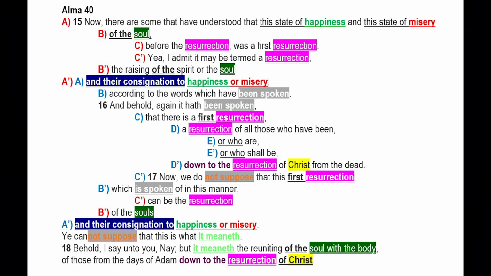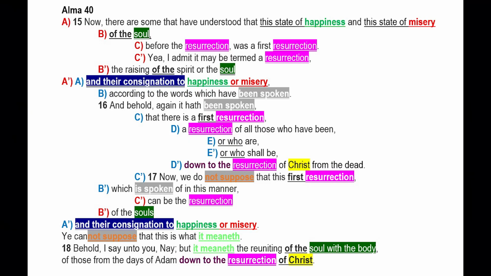It says, "We do not suppose that this first resurrection, which is spoken of in this manner, and then working out of the red chiasmus, can be the resurrection of the souls and their consignation to happiness or misery." You cannot suppose that this is what it meaneth. "Behold, I say nay, but it meaneth the reuniting of the soul with the body." And there is a simple synonym there. So if you go back up, it's got the idea of talking about the soul. So that's a match up into the red chiasmus as well, up there.